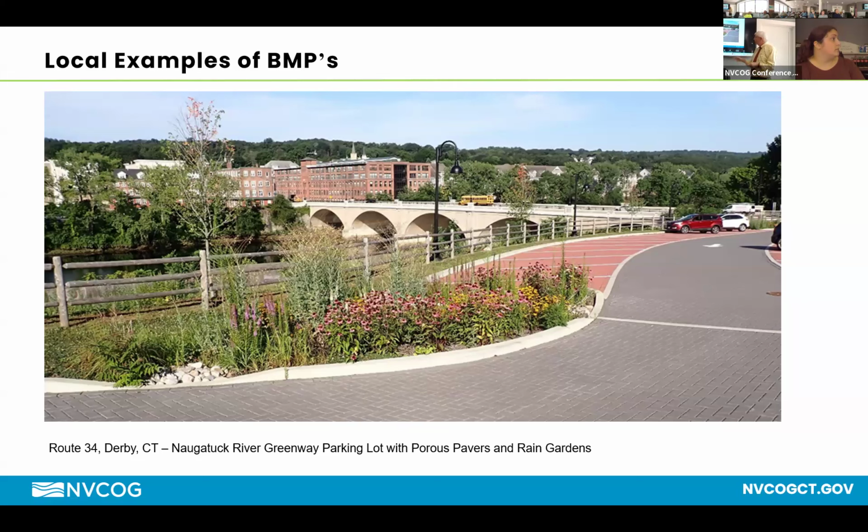And we were able to incorporate a lot of porous pavers and some rain gardens here in a parking lot. That's the entryway for the Naugatuck River Greenway that goes around the Housatonic River. And that's Bridge Street going to Shelton in the background. And that one, the DOT just got an award. I forget what the award was, but they just got an award for that project. So it's 2 projects together, and it's actually done quite a bit to improve traffic flow through the area.